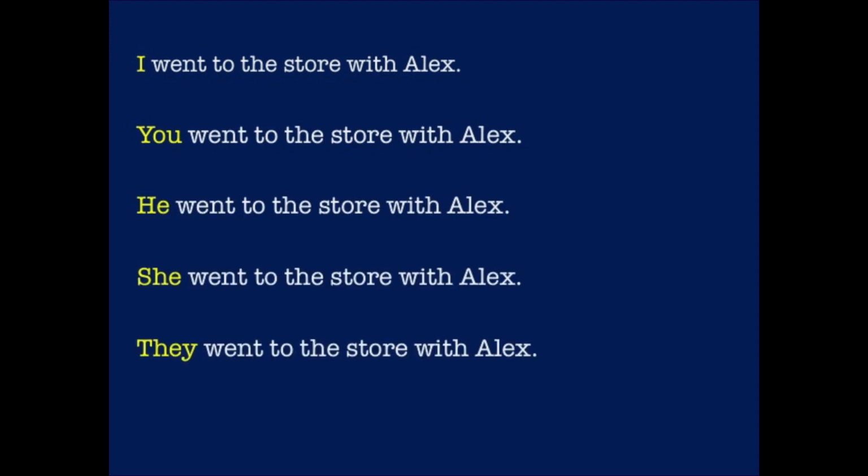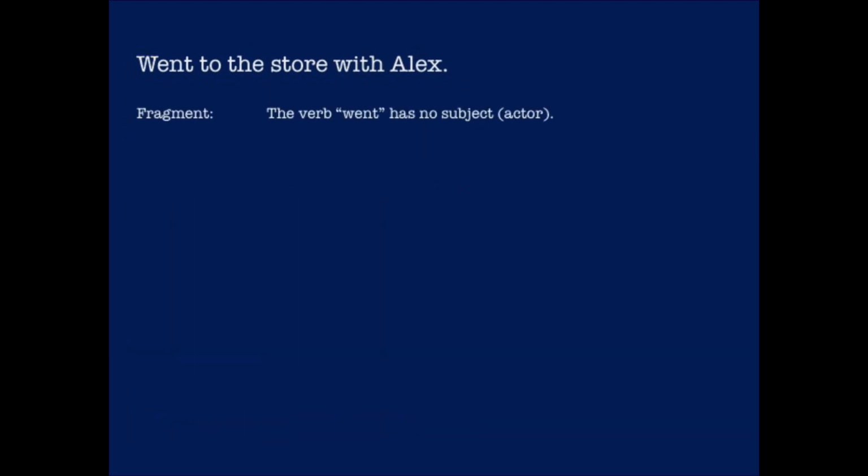What about this next example? Went to the store with Alex. Do we have a verb? Let's go with went. We have went as our verb. And now we have to ask, do we have a subject? I'm going to say no. We do have nouns in this sentence. We have store and Alex, but we don't have anybody that's performing this verb went. This could be I went to the store, he went to the store, she went to the store, they went to the store, we went to the store. It could really be anybody. So this statement is a fragment because we don't have a subject.